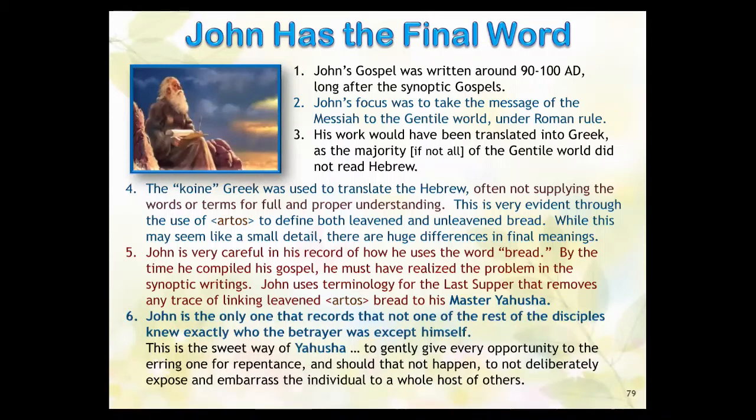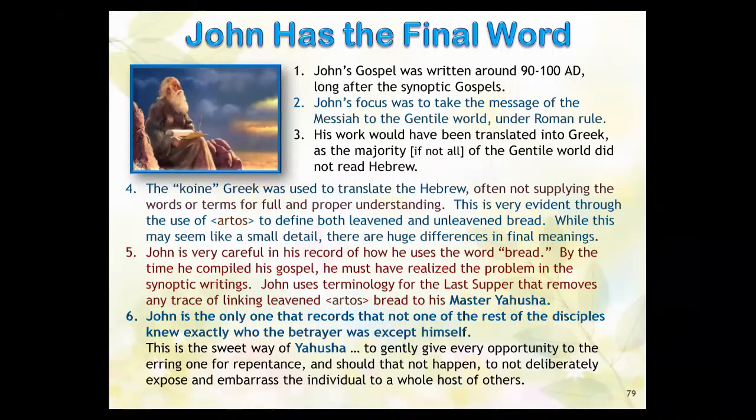John is the only one that records that not one of the rest of the disciples knew exactly who the betrayer was, except himself. And isn't this just the sweet way of Yahusha? To gently give every opportunity to the erring one for repentance. And should that not happen, to not deliberately expose and embarrass the individual to the whole rest of the group. I can just see Yahusha being so very kind.